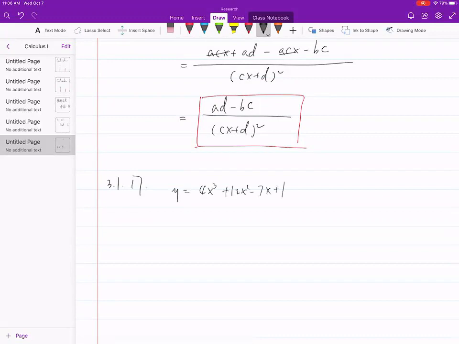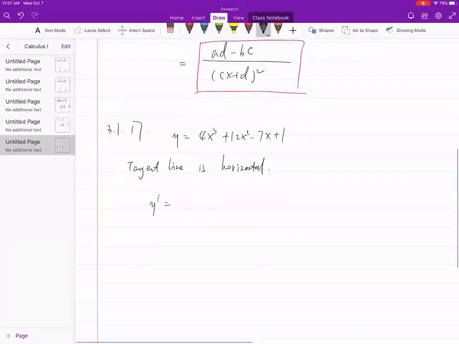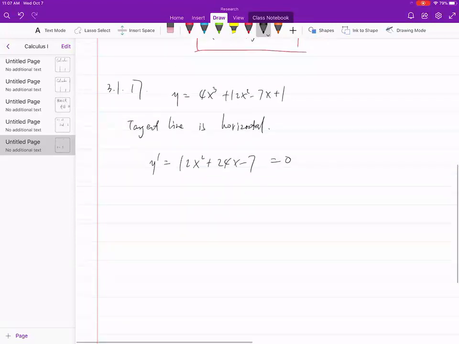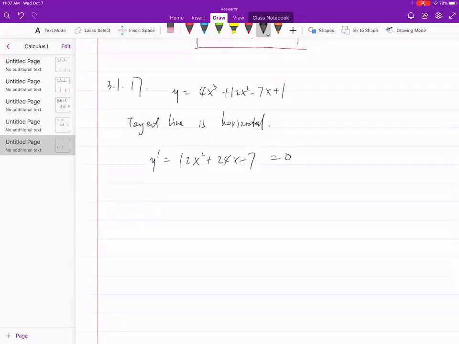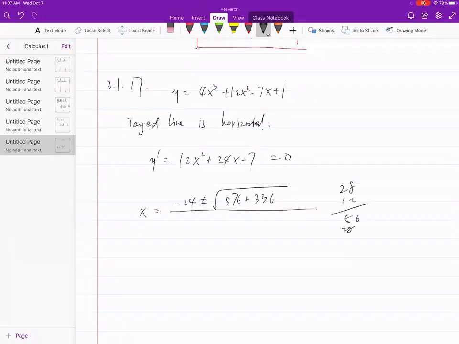Okay, you want to find where the tangent line is horizontal. What you need to do is take y prime, and there is no shortcut. I think it's minus 17. Ah, that's going to be a hard number, but still doable.